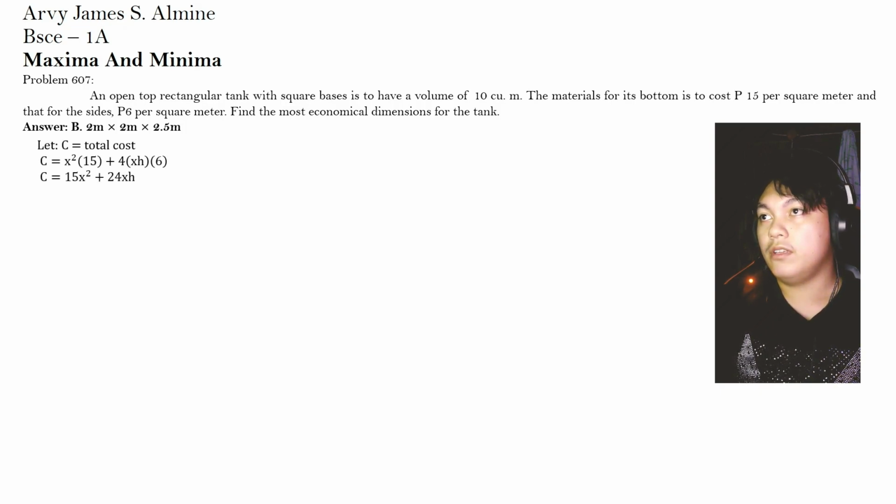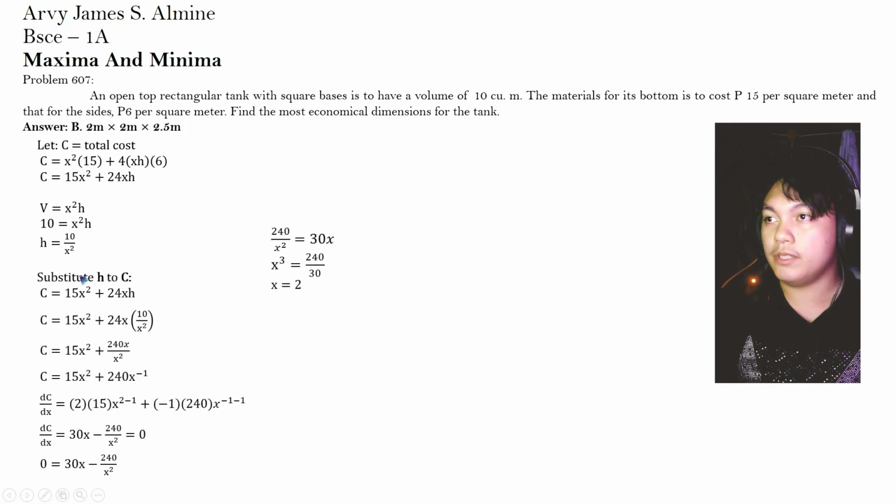So we have the total cost: C is equal to x squared times 15 plus 4 times xh times 6. It will give us the answer of 15x squared plus 24xh. We have V is equal to x squared h, so 10 is equal to x squared h. Divide both sides by x squared. It will give us the answer of h is equal to 10 over x squared.